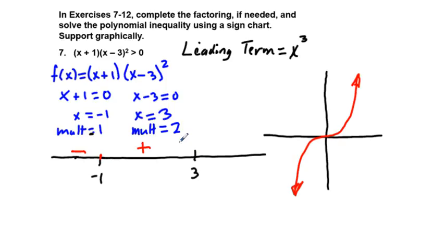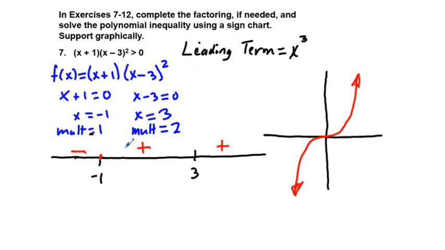And then at 3, we have a multiplicity of 2, meaning that instead of going through with the even numbered multiplicity, we're going to bounce off the zero at 3 and keep on going up. If we had an odd number multiplicity, like multiplicity of 1, 3, or 5, we would continue to go down, and we'd have a sign change. So at 3, we have no sign change. And so we're going to solve this inequality for greater than 0.